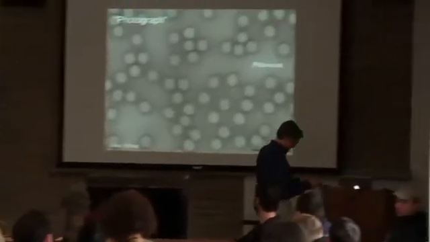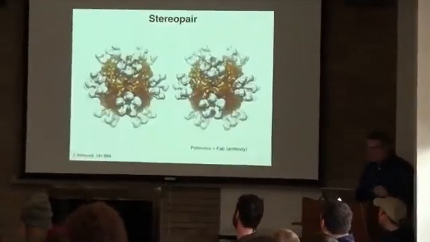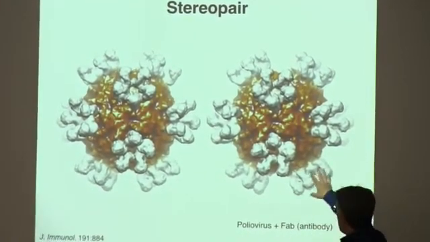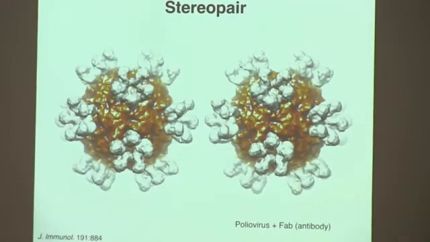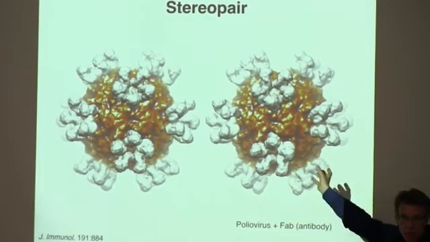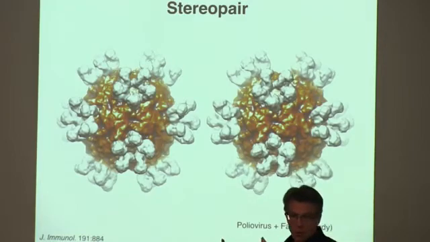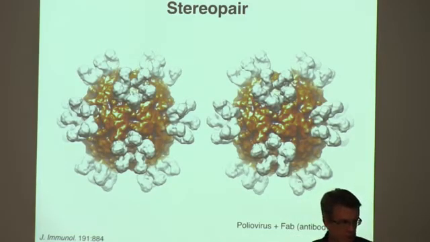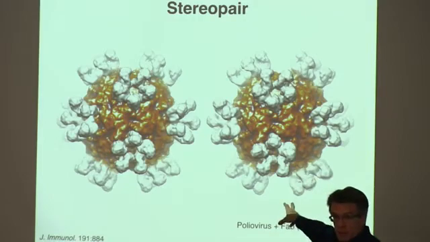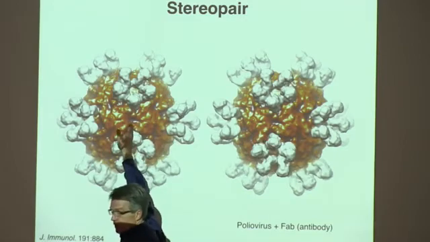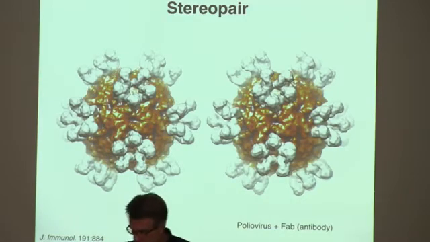Okay, any questions? Okay, so here's a stereo pair. This is poliovirus with an antibody bound, and this is a view of a three-dimensional structure. The right view is a few degrees different from the one on the left. And when your eyes look at that, some of you may be able to do this, if you can diverge your eyes so that just your right eye sees this and just your left eye sees that, you'll see that in stereo. And I have this up here at the end.